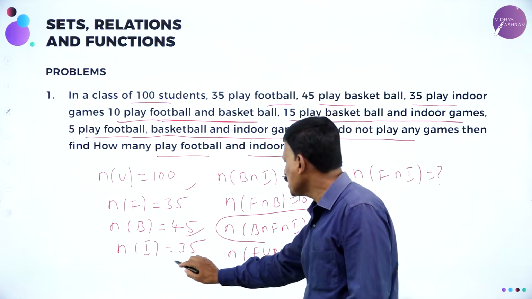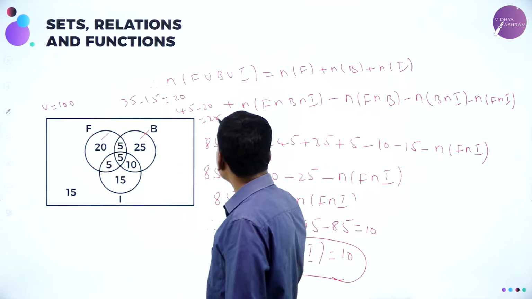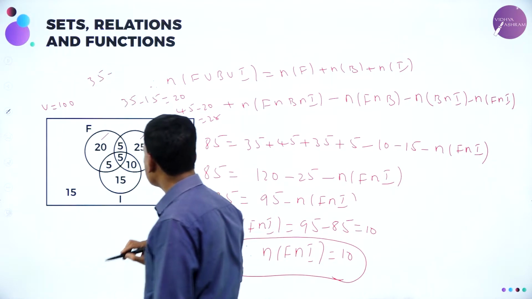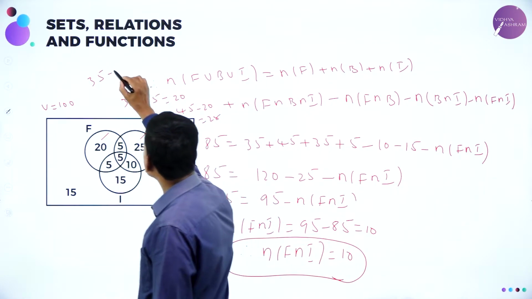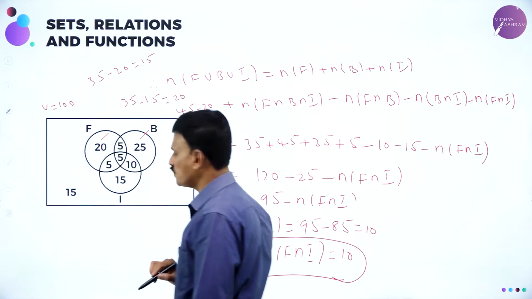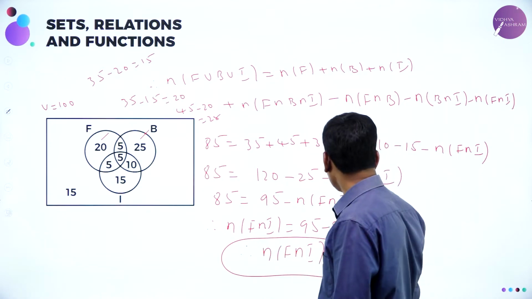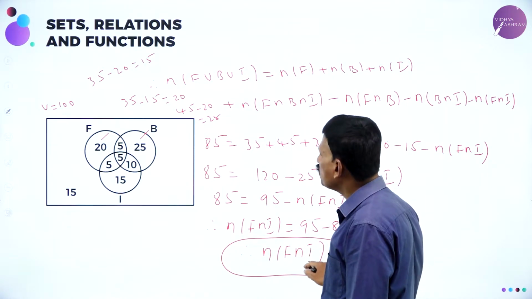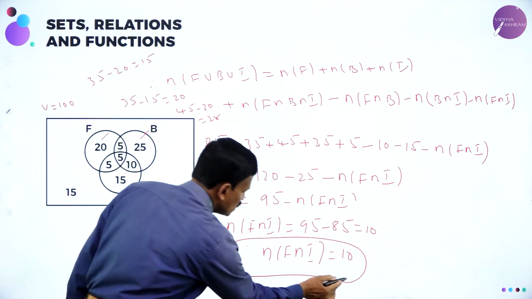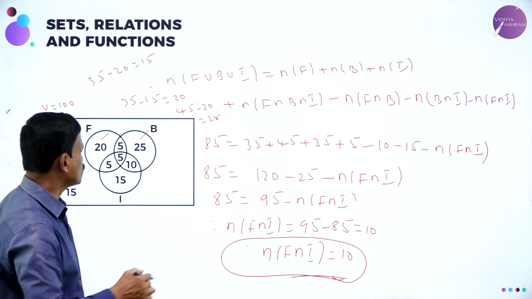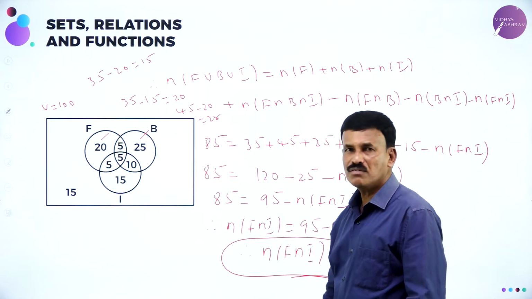Similarly, the number of students who participated in indoor games is 35. So that is I. So 35 students minus, already we have 10 plus 5 plus 5, that is 10, 15, 20. 20, that's equal to 15. So this is 15. If you add these, you will get the number of students who participated in football and the indoor game, F intersection I. That's it. That is the solution, and this is how we represent it in a Venn diagram.